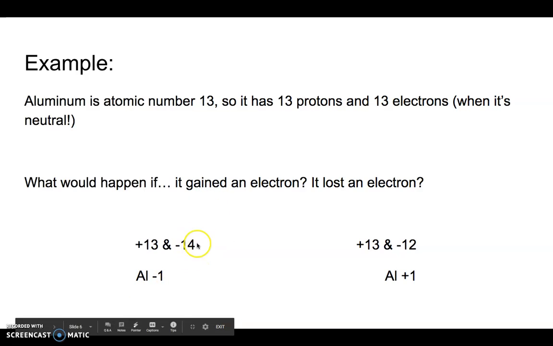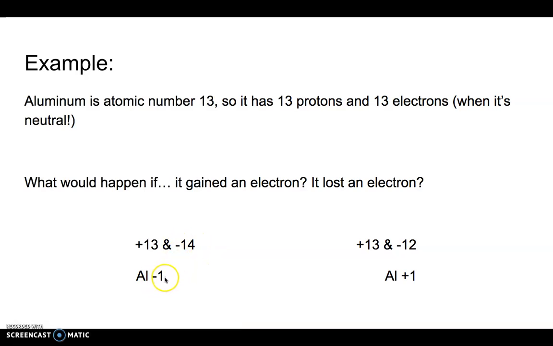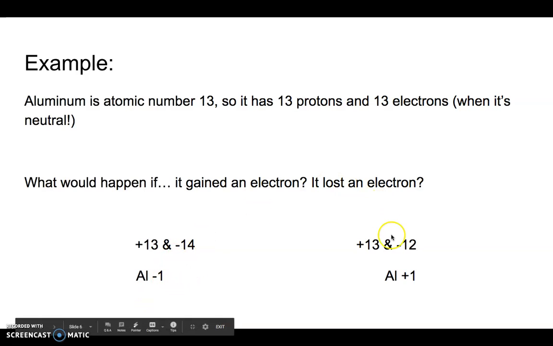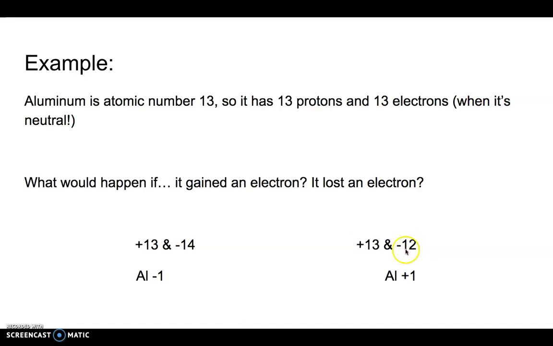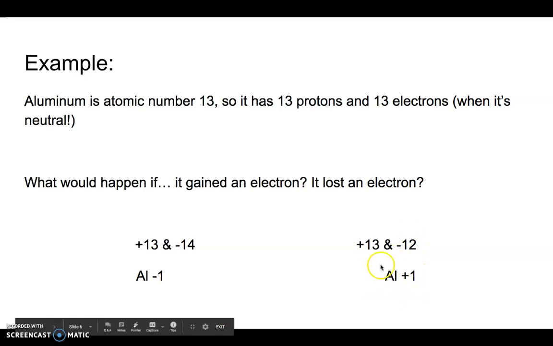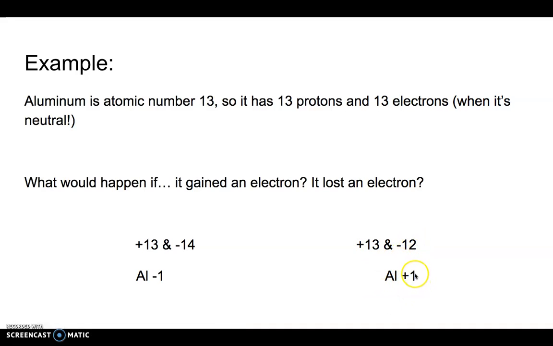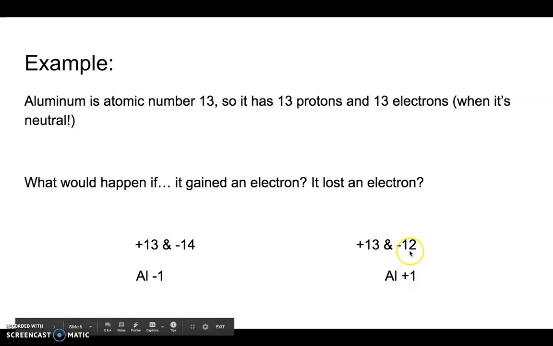If it had gained 2 electrons, then I would have a minus 2 charge. If it gained 3, I'd say minus 3, and so on. Versus over here, this is if it lost an electron. All right, if it lost an electron, so now I have more protons, right, I have 13 protons than I do electrons, that's going to give aluminum a positive 1 charge. Same thing, if it lost 2 electrons, I'd have a positive 2 charge. If I lost 3, I'd have a positive 3 charge.